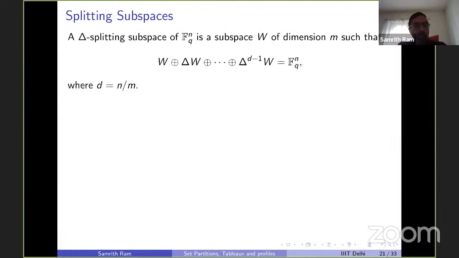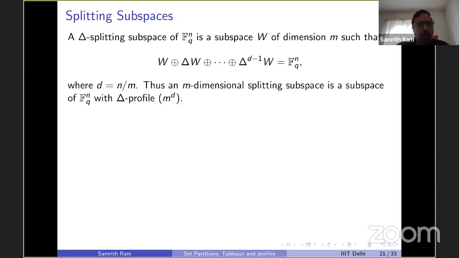All right, so closely related to this idea of profiles is what is called splitting subspaces. A splitting subspace of F_q^n is a subspace W of dimension M such that the direct sum of W, delta W, up to delta^(d-1) W is the whole vector space, where of course we take d to be n over m. Of course, here we need the dimension M to be a divisor of the dimension of the ambient vector space. So this corresponds to the subspace W having profile simply M^d. That is a partition with d parts all equal to M.